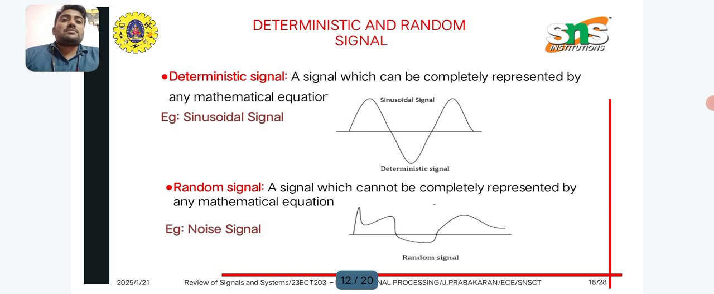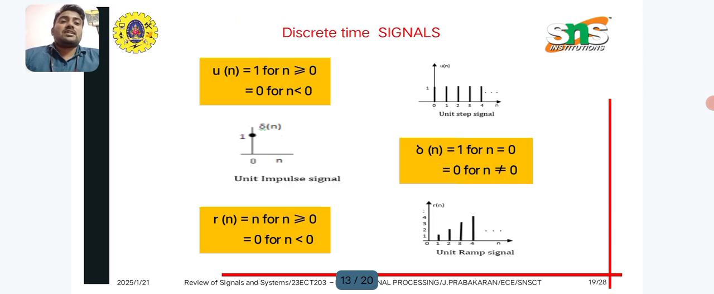Deterministic and random signals. A deterministic signal can be completely represented by a mathematical equation, for example a sinusoidal signal. A random signal cannot be completely represented by a mathematical equation, and the best example is a noise signal. Some of the elementary signals are the unit step signal, impulse signal, and ramp signal.